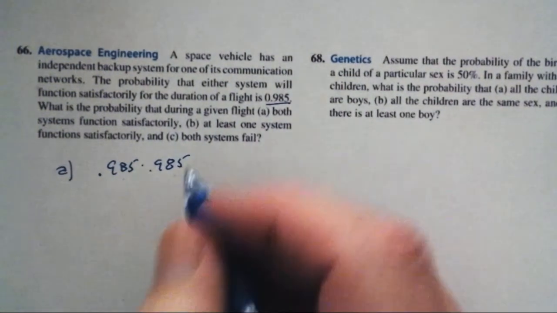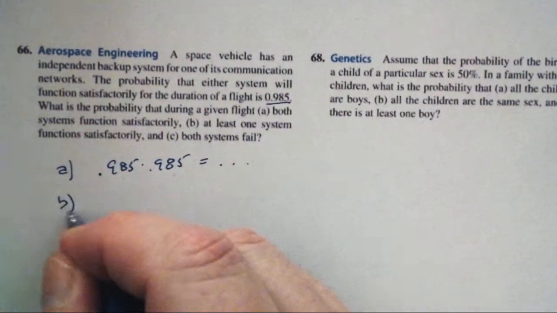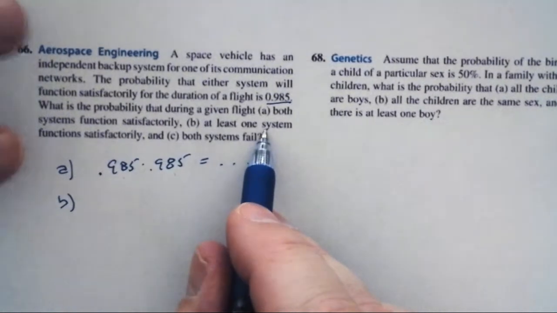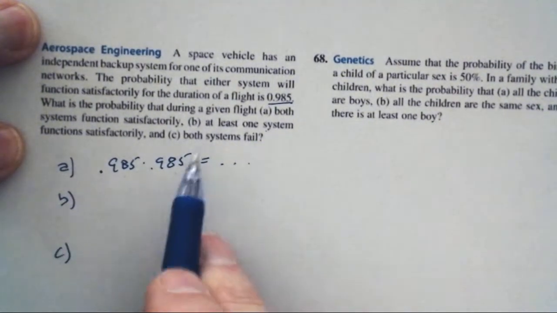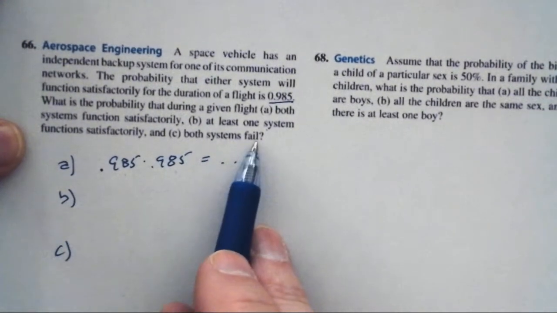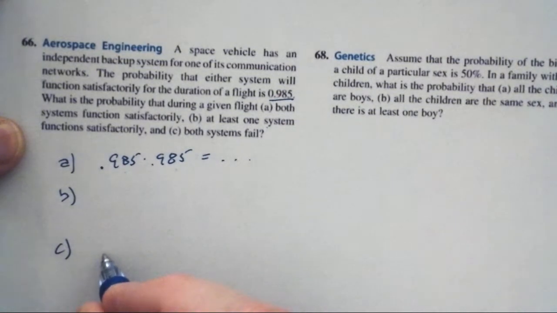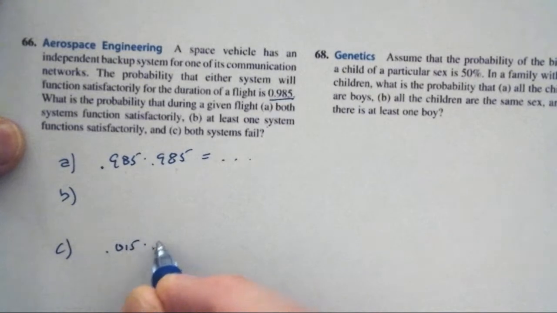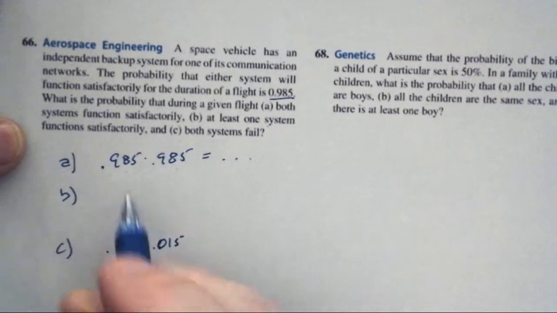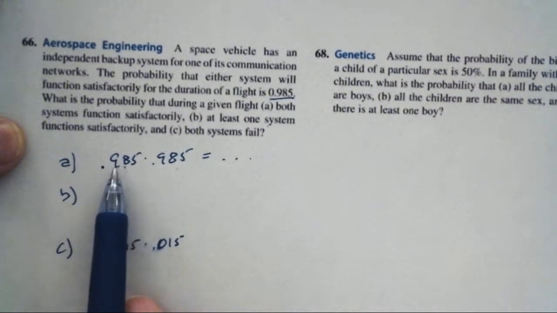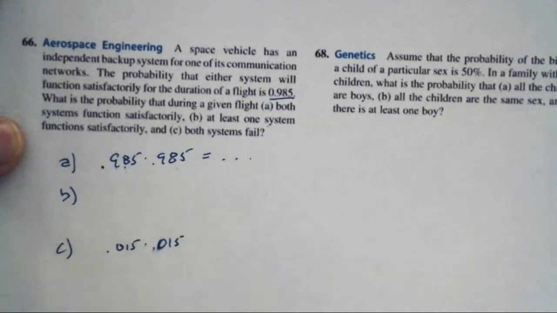The first one works, the second one works. B, at least one works. I'm going to come back to B. C, here's what I'm most concerned about. Both fail. Well, they would both fail 0.015 times 0.015. We see where that comes from. If 0.985 is success, 0.015 is failure.